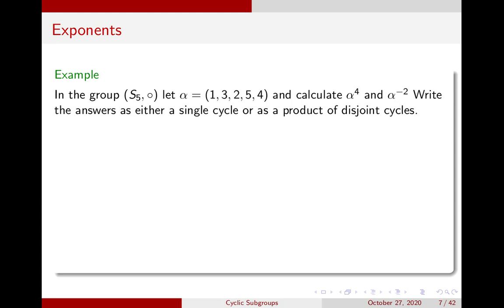And we want to write the answer either as a single cycle or as a product of disjoint cycles, which we know we can do. Every permutation of a finite set is either a cycle or can be written as a product of disjoint cycles. Okay, so let's try alpha to the fourth. Now here's how I'm going to do this. I'm going to start a cycle with 1, as we usually do when working with cycles.